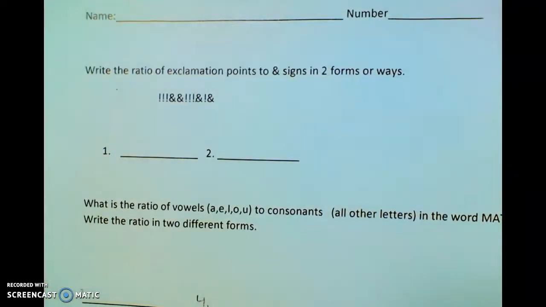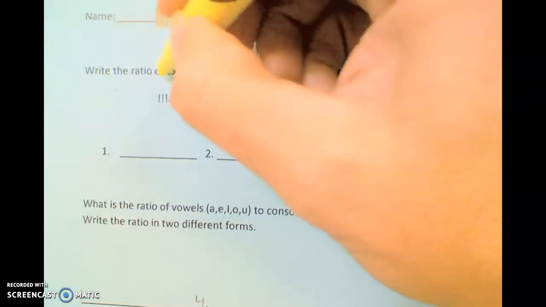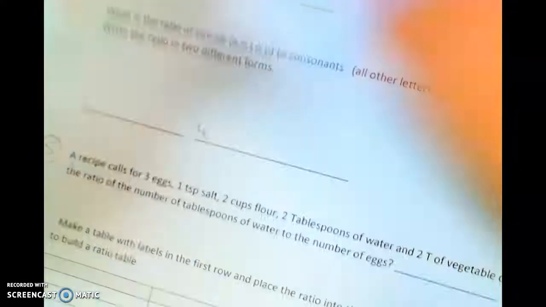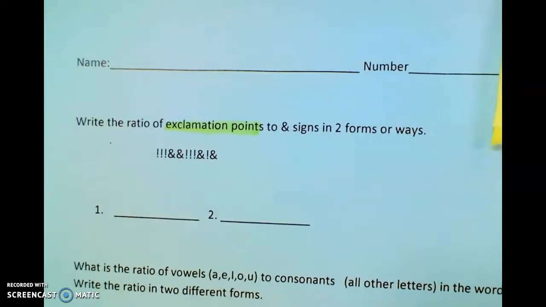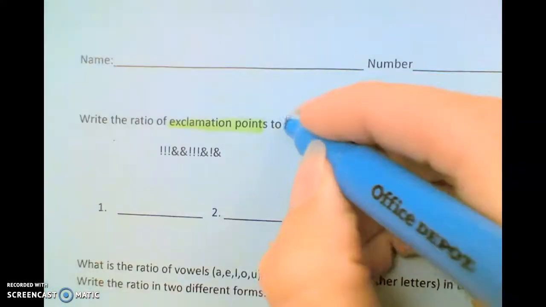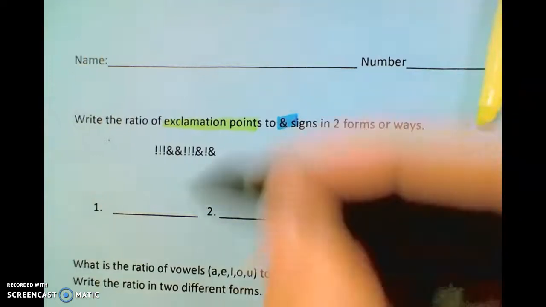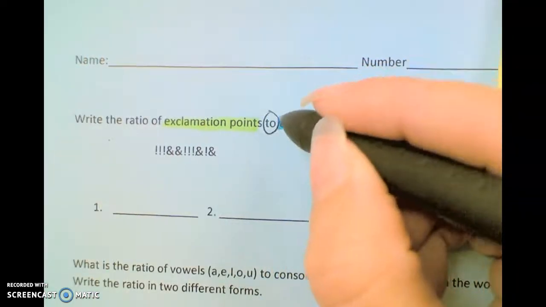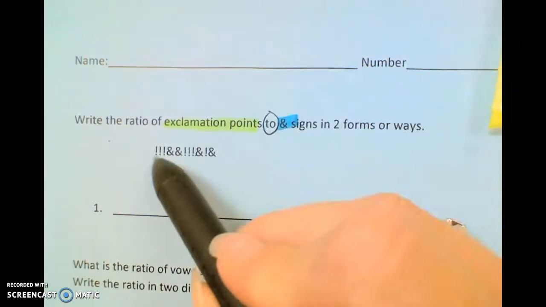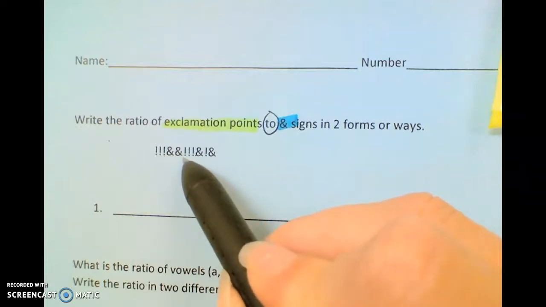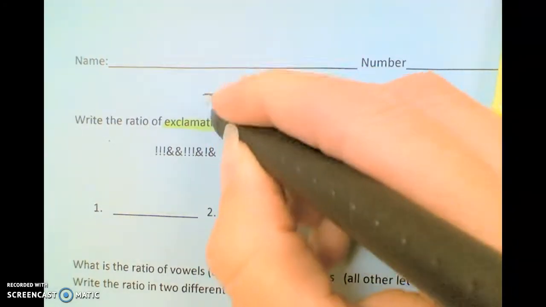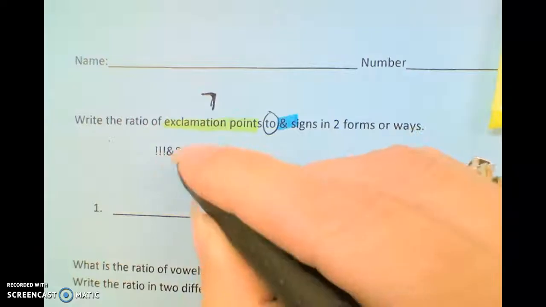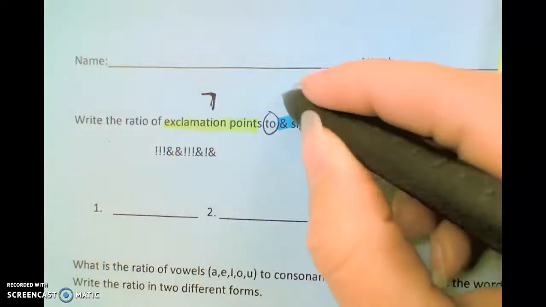So right away, I notice that I have exclamation points. And remember that color coding is an option for you. You don't have to use it, but if you're struggling, I highly suggest it. And signs. When I see that, that's my symbol for the middle. So exclamation points, there are 1, 2, 3, 4, 5, 6, 7 exclamation points. So I would put that above that word. And there are 1, 2, 3, 4 and signs.